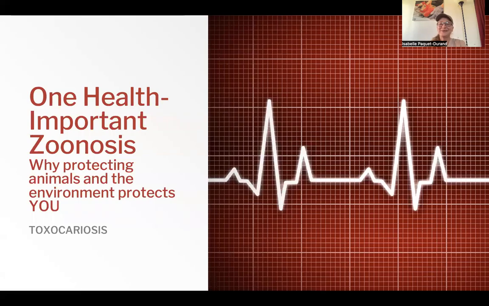And hello again with yet another important zoonosis that we have indeed diagnosed in coatis at the BWRC, named Toxocariasis, is one of many names following the lead of why protecting animal health will ultimately protect our own health.